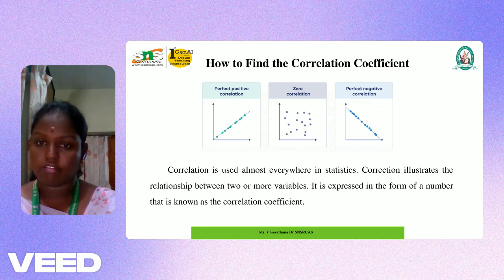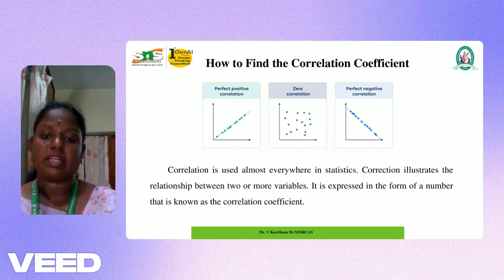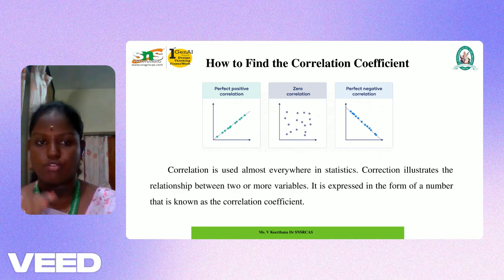If there is a negative correlation, the variables will be in opposite directions. For example, price and demand. If price increases, demand usually decreases.